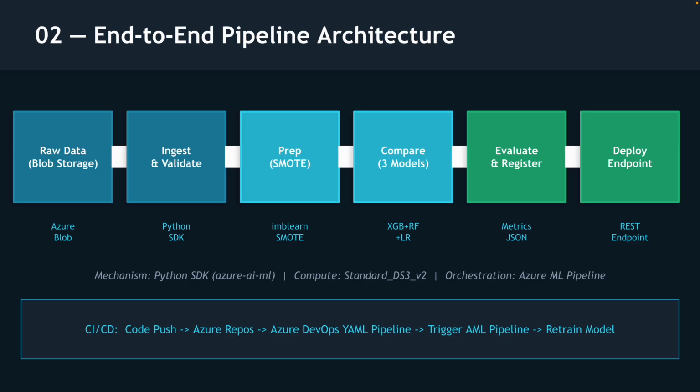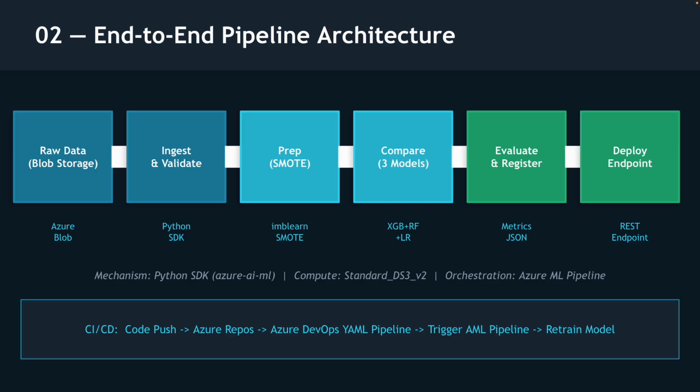Here's the complete end-to-end architecture, starting from the raw data in Azure Blob Storage. The pipeline flows through 5 steps. Ingest loads and validates the raw CSV data. Prepare applies standard scaler normalization and SMOTE oversampling. Importantly, this is only on the training set to prevent data leakage. Compare trains 3 models in parallel: XGBoost, random forest, and logistic regression, and automatically selects the best one by ROC AUC. Evaluate computes final metrics on the held-out test set. And finally, the best model is deployed to a managed online endpoint.